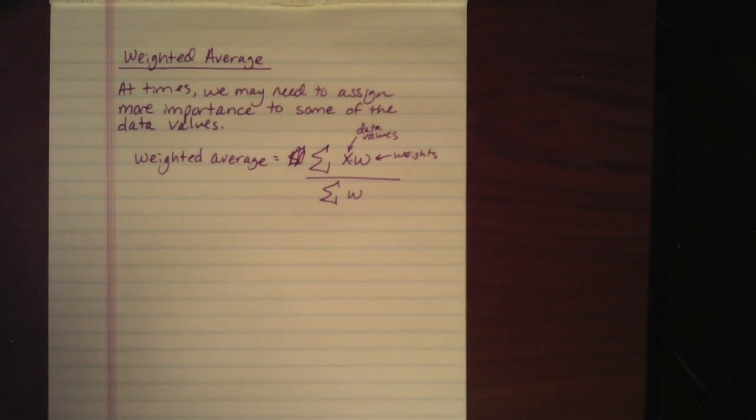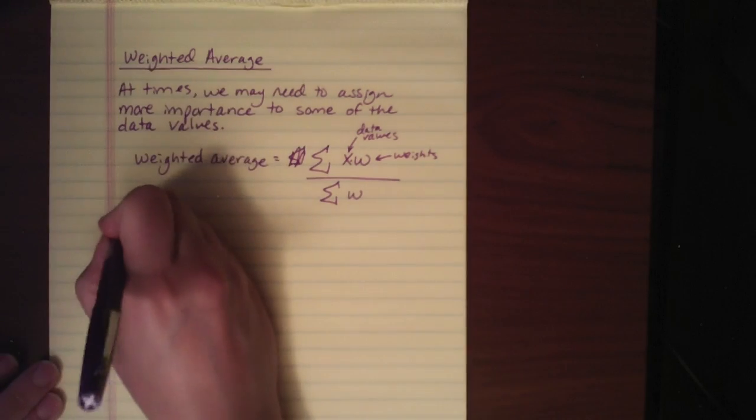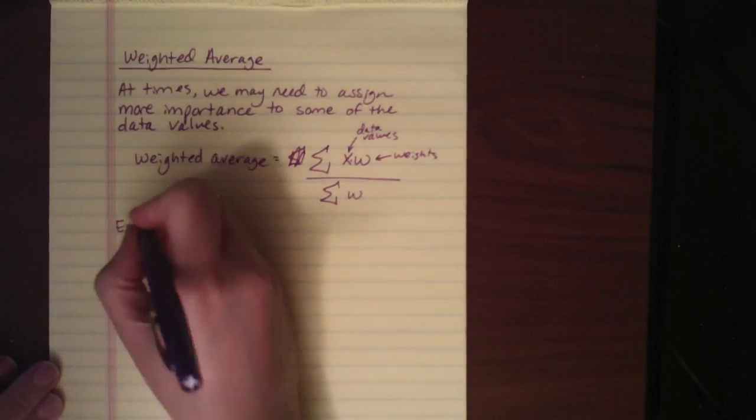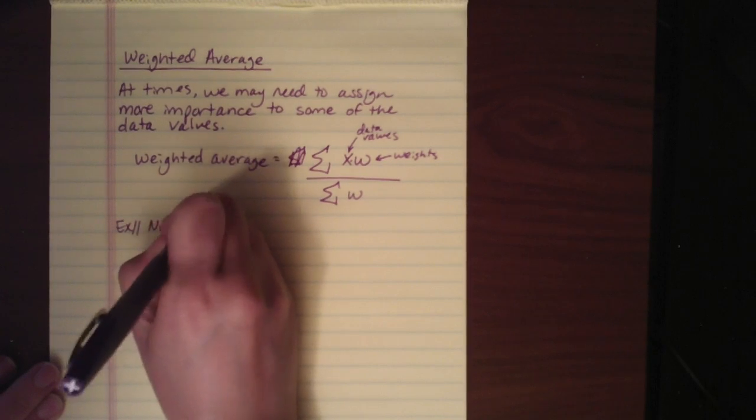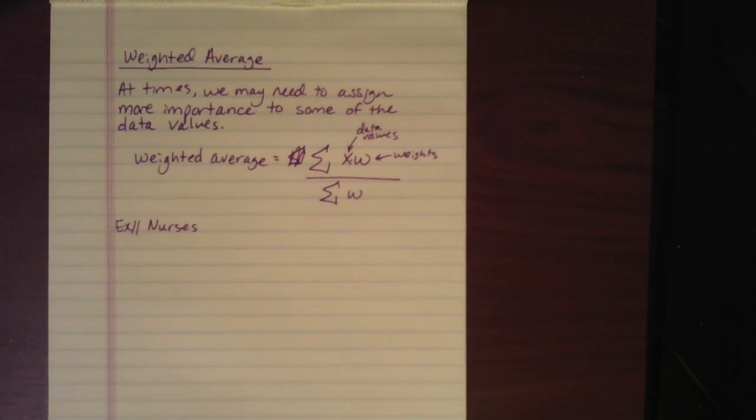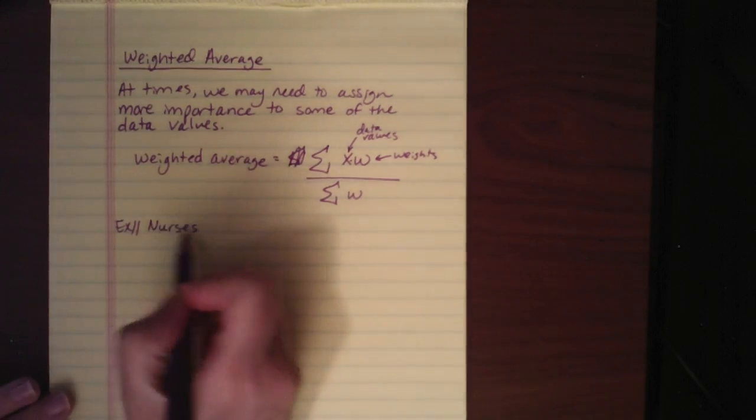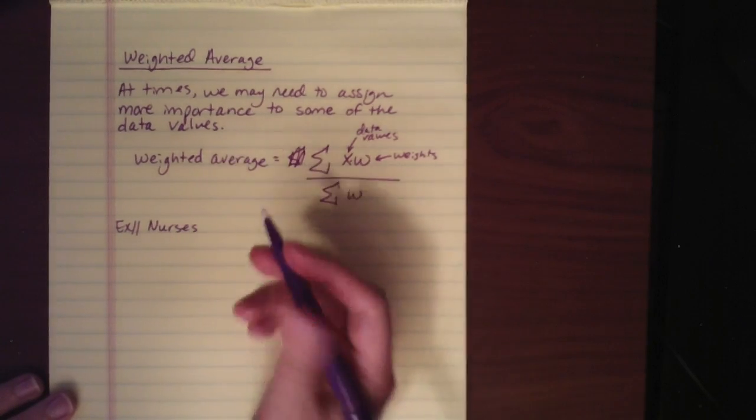So here's an example that's similar to one that's in your book. Let's say that we had some nursing staff, nurses, and let's say that we wanted to look at giving them merit pay. So the nurses who perform better in their job, we want to pay them more. The nurses who aren't performing as well, we want to pay them less. And we might have a few categories where we evaluate our nurses.